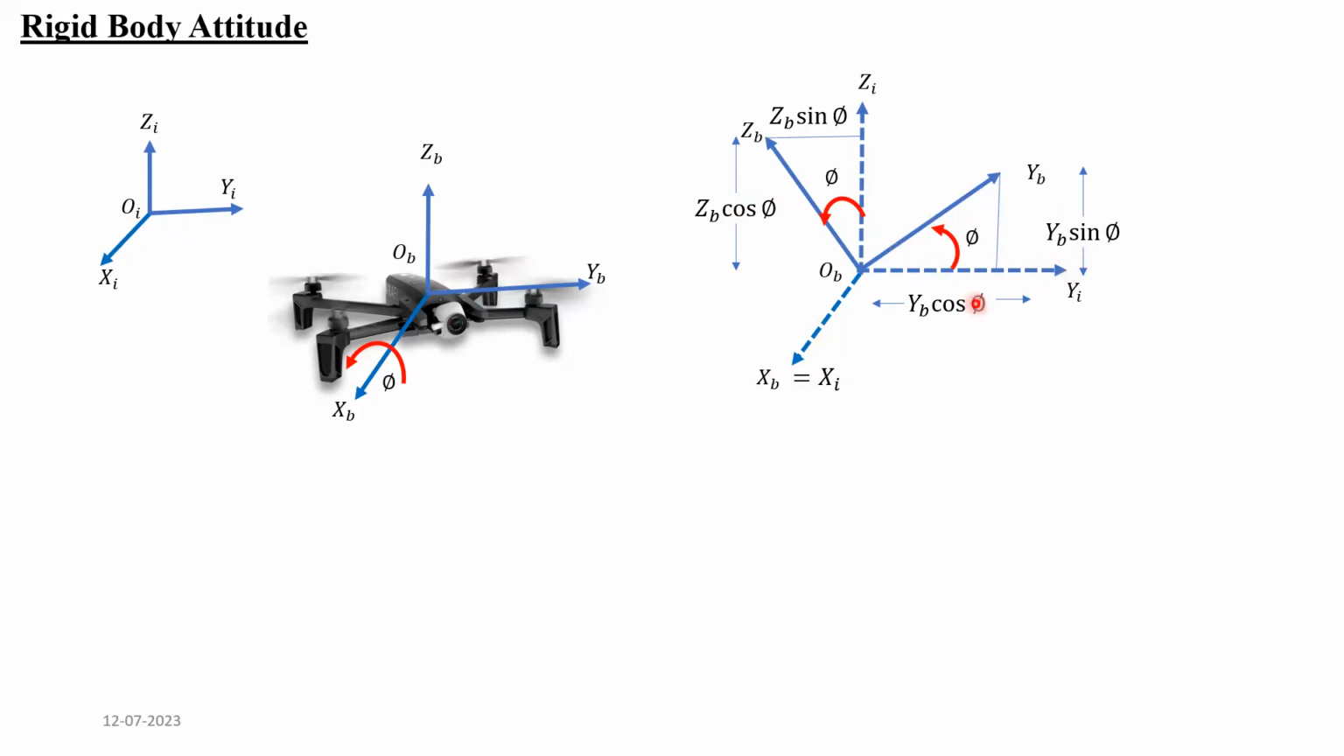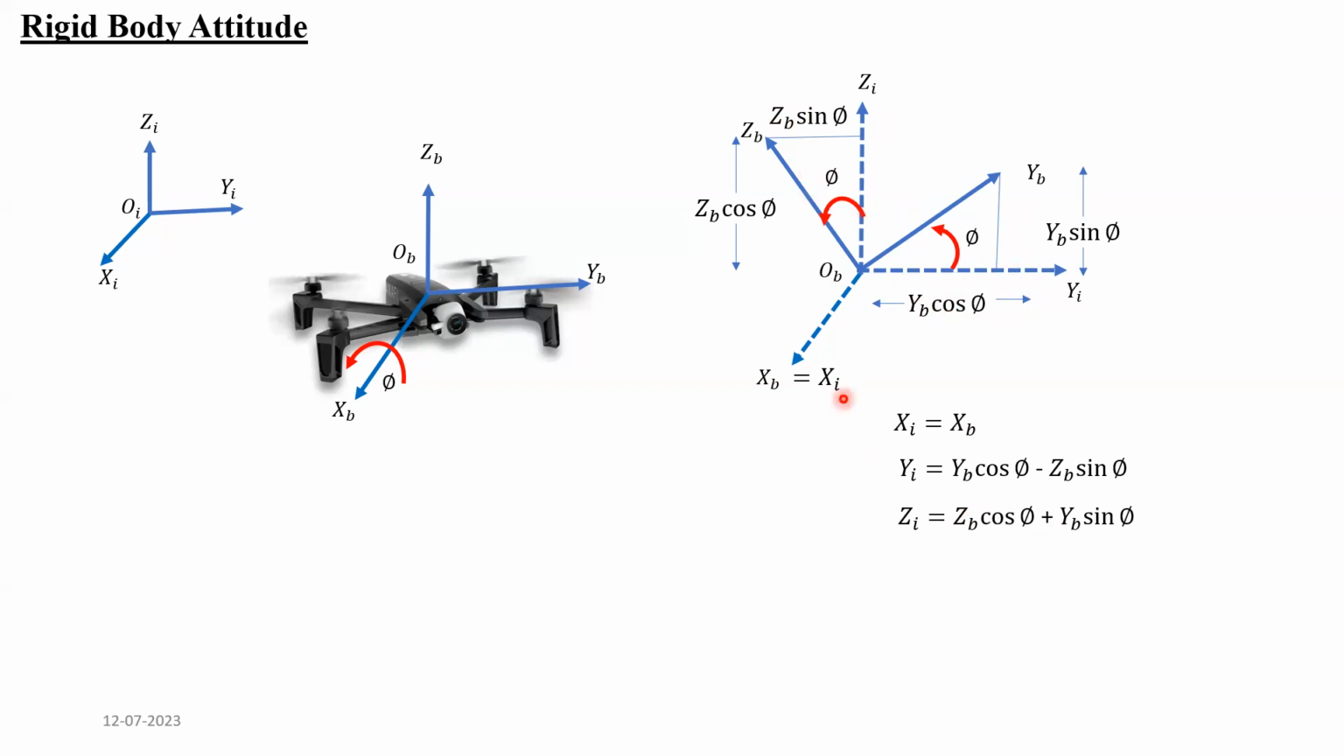So now we need to formulate this. Let's say, for example, the initial frame x-axis, xi, will be xb only, because I'm not changing anything in the x direction, just rotating with respect to x. Now yi becomes these two vectors, along the yi, this one and this one, right? Now zi becomes these two vectors.